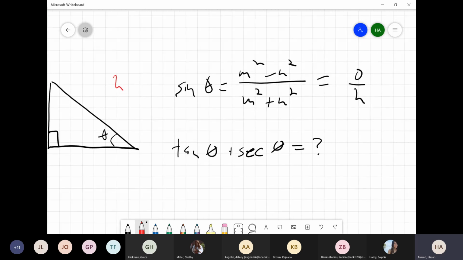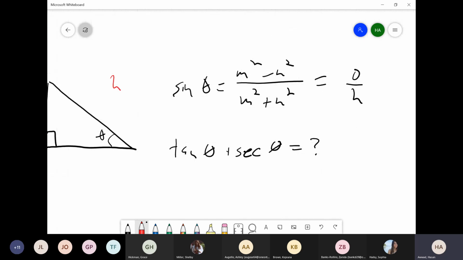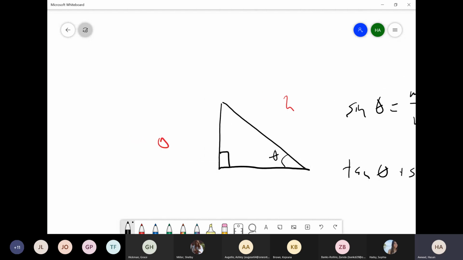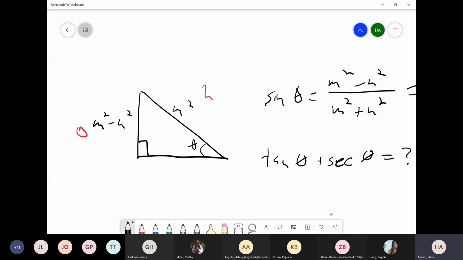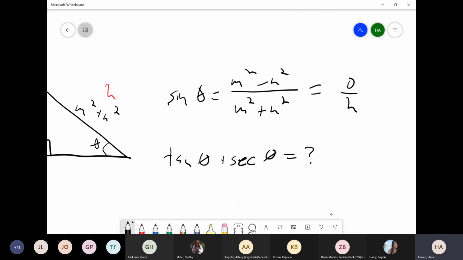So the side opposite of the angle theta, well, that's going to correlate to the numerator of my fraction, right? So that's going to be this m squared minus n squared business. So we know that right over here, we have m squared minus n squared. And then for our hypotenuse, that should be m squared plus n squared, right? That's the denominator of our fraction. Again, remember how this correlates: whatever's up top is our opposite side, whatever's on bottom is the hypotenuse, right?